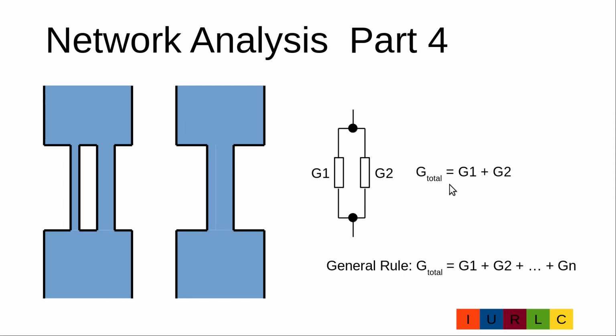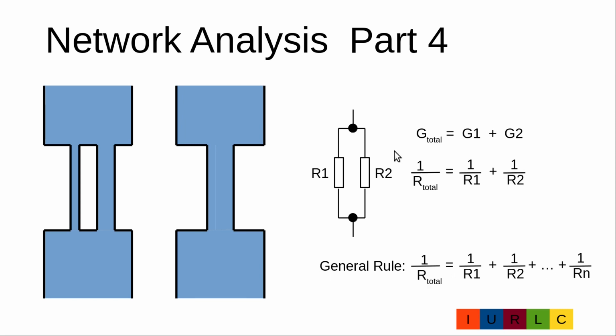So the total conductance is G1 plus G2, or the general rule is the total conductance is the sum of every single conductance in a parallel circuit, which means G1 plus G2 plus ... plus Gn. Now we come back to the parallel resistor circuit. We replace the conductance by the reciprocal of the resistance and write instead of G total 1 divided by R total, instead of G1 1 divided by R1, and instead of G2 1 divided by R2.